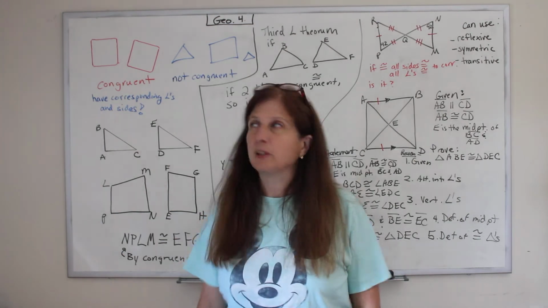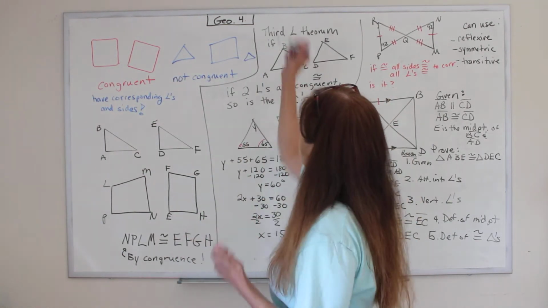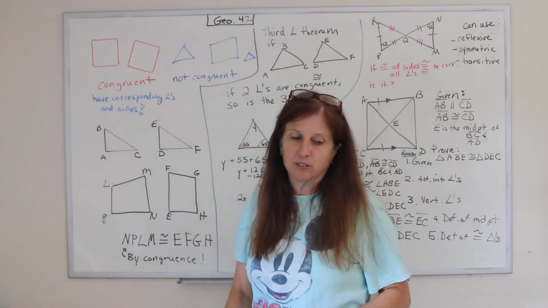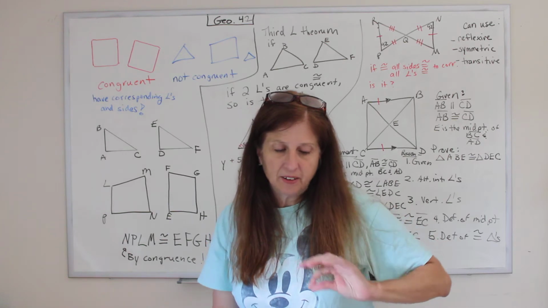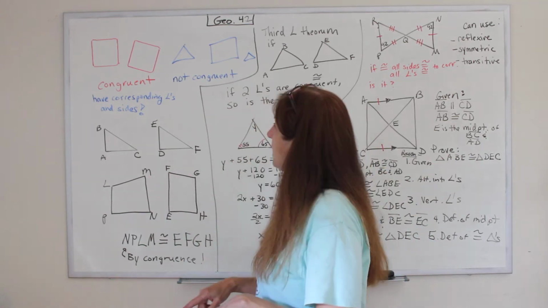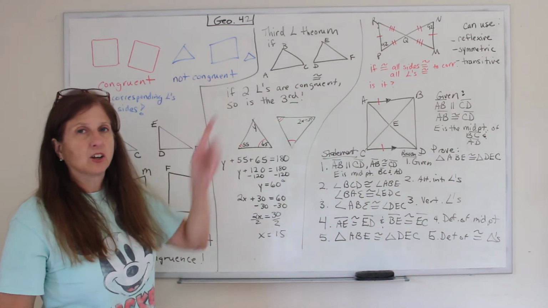Welcome back to geometry. We're going to do chapter 4, section 2, talking about triangles, more about triangles. I told you we're going to talk more about triangles than you ever imagined could be about triangles. So first of all, you need to know the definition of congruent and not congruent.